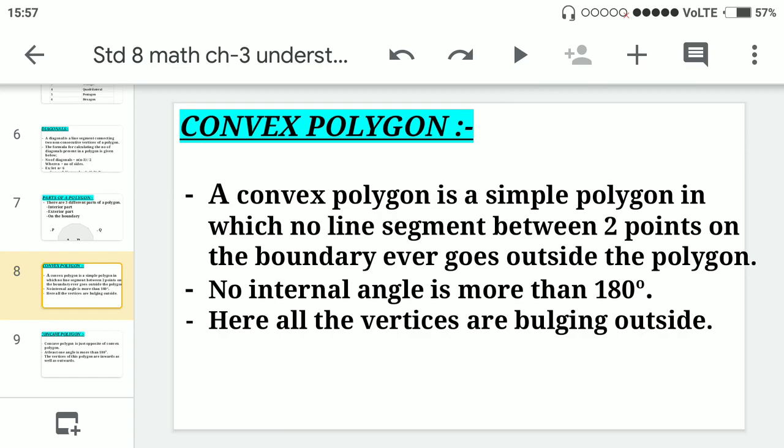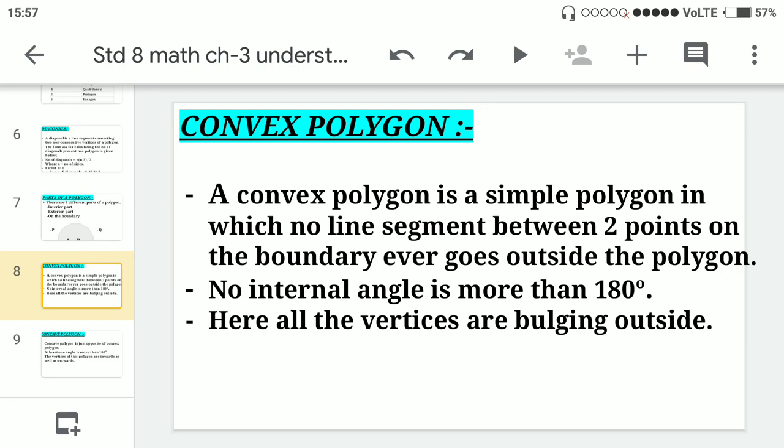One is your convex polygon, another is your concave polygon. So convex polygon means what? A convex polygon is a simple polygon in which no line segment between 2 points on the boundary ever goes outside the polygon. That means if you take any 2 points inside the polygon, the line joining those 2 points always lies inside that particular polygon. That is known as the convex polygon.